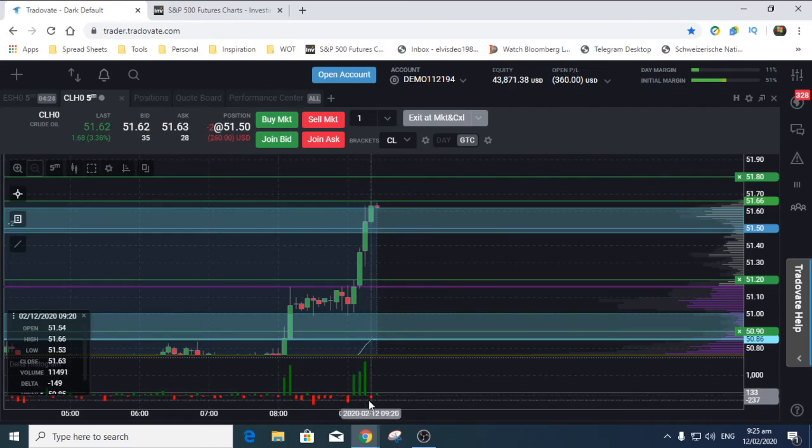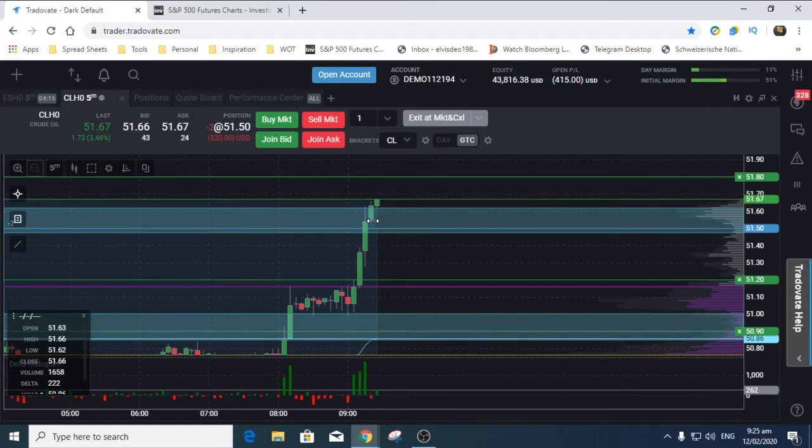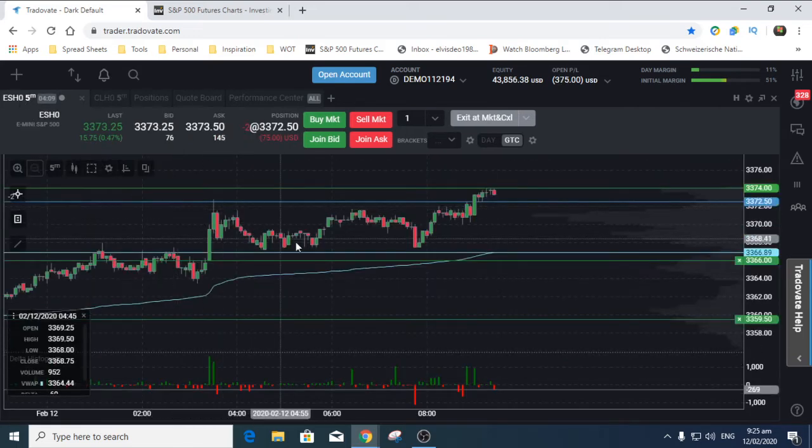You can see delta starts to drop off. This is the opening push, this is the delta. Usually you will get this occurring at around 10 a.m., so be very careful of what you do on that particular trade.